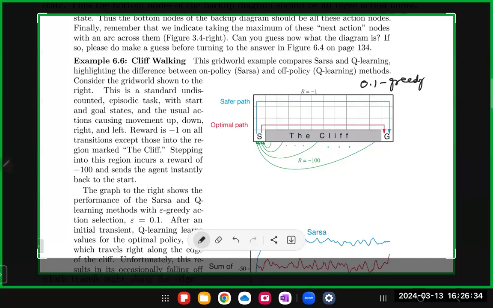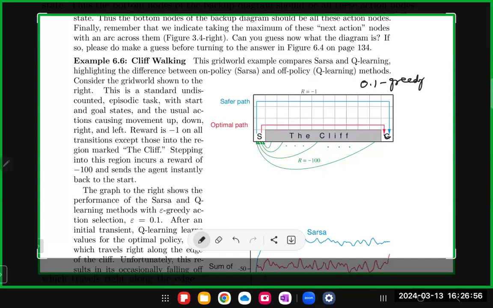So what is the optimal policy in this thing? This is the red line, right? For every step, you get a -1 reward, I guess. And if you fall into the cliff, you get a -100 reward, right? So this particular path will lead you to the destination in the shortest path.